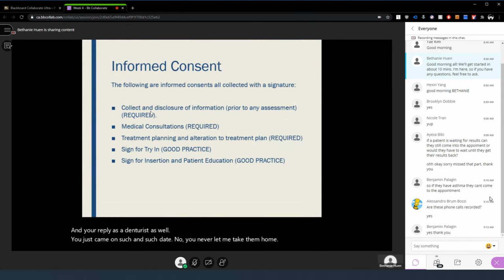Okay. Again, if it's not on the chart, it didn't happen. So you should have a signature from the patient that they paid in full, and with that, a signature that yes, the patient received the dentures and that they're now taking them home. Patient education is important, and it's been mandated by our regulatory body that it needs to be done.